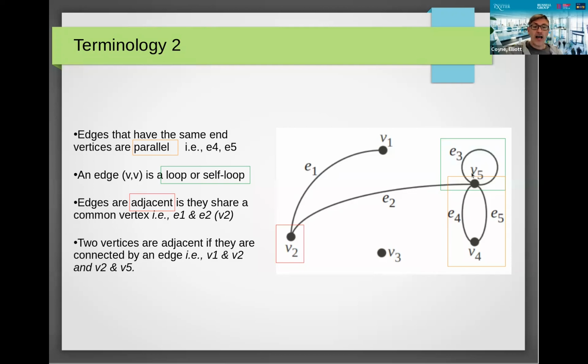We have our adjacent nodes, and this is any nodes that share a common vertex. So similar to parallel, but this one will be probably more used in undirected graphs. So we can see in this example, an adjacent will be V2, because E1 and E2 share a common vertex. And then just finally, two vertices are adjacent if they're connected by an edge. So V1, V2, they are adjacent because they have E1 going between them.